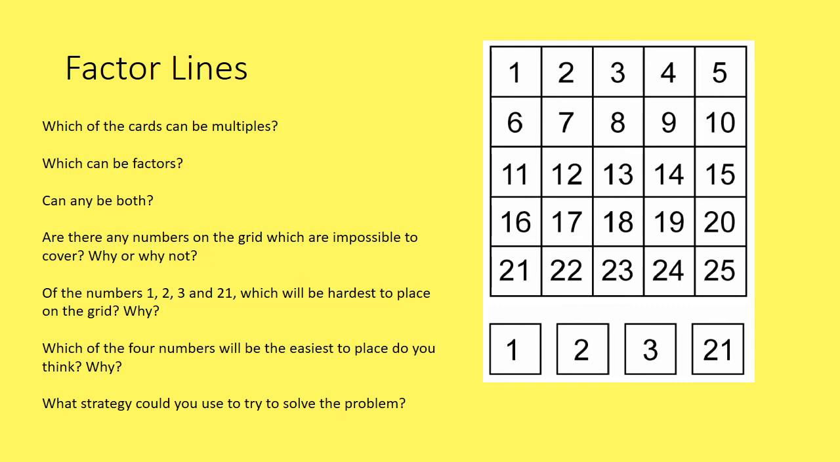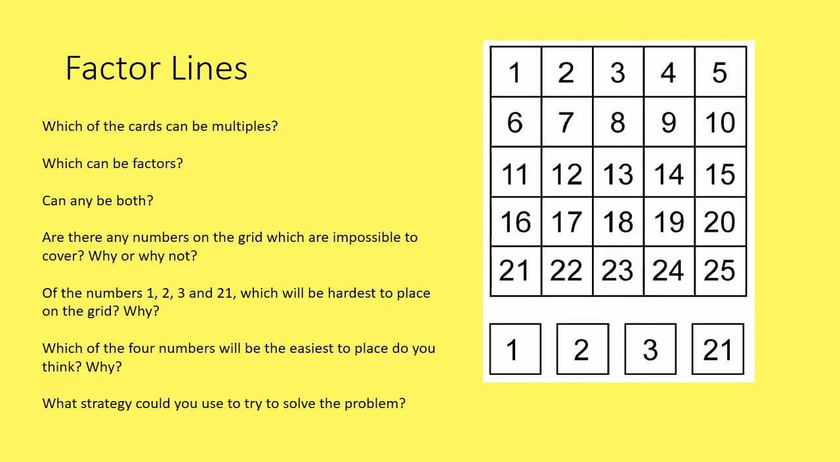Thinking about which numbers would be easier to place, I know that 1 and the number are factors of every number. So for example, the factors of 6 are 1 and 6, the factors of 7 are 1 and 7, factors of 8 are 1 and 8. So it's going to be quite easy for me to put the 1 onto the grid.